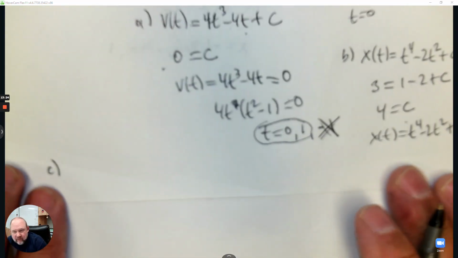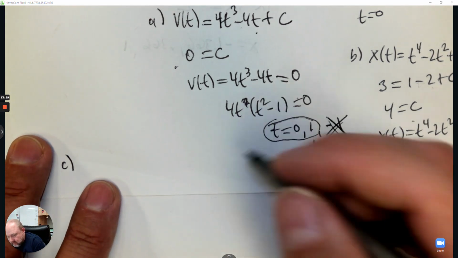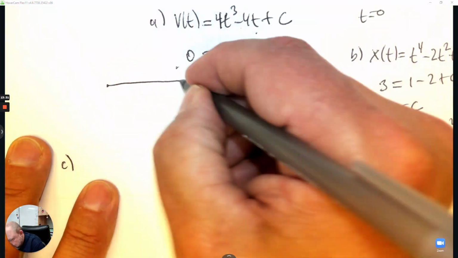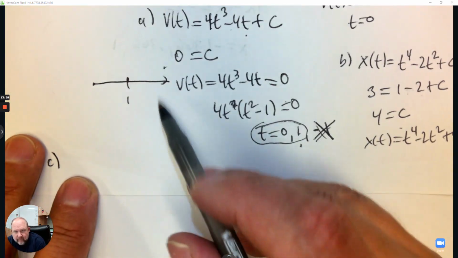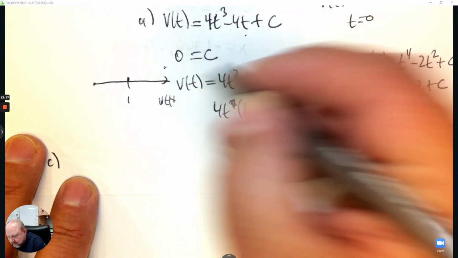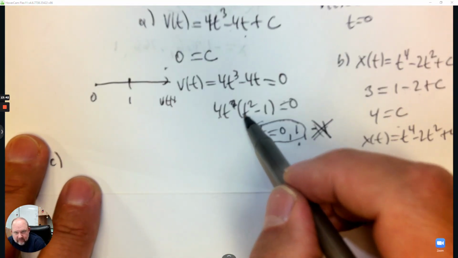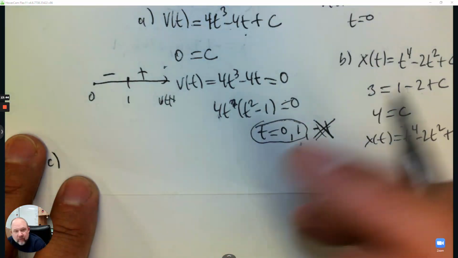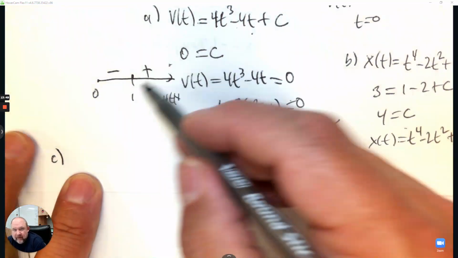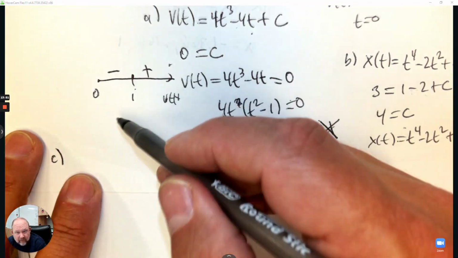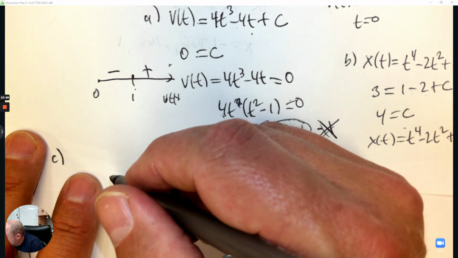Because it changes direction at 1, so if this is the velocity, if I plug in 1/2, it's negative, but if I plug in 2 or 3 or 4, it's positive. Because it changes direction, I want to find the total distance. We need to set it up twice.